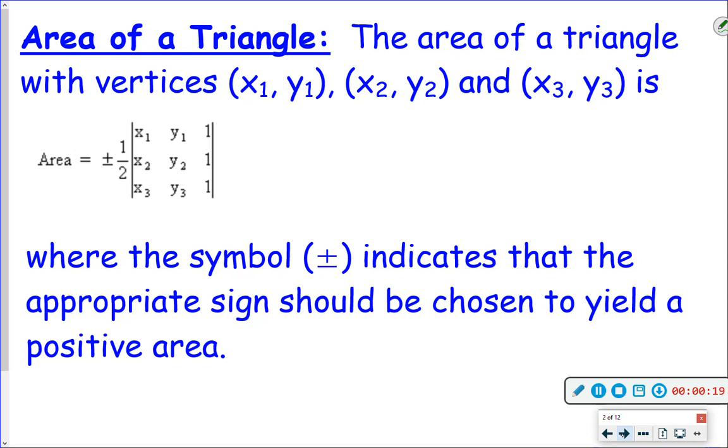It doesn't matter what order you write the three ordered pairs down. You're going to put the three ordered pairs down. To do a determinant, it has to be a square matrix, so you have to fill in the last column with ones. So we have that 3 by 3 matrix.